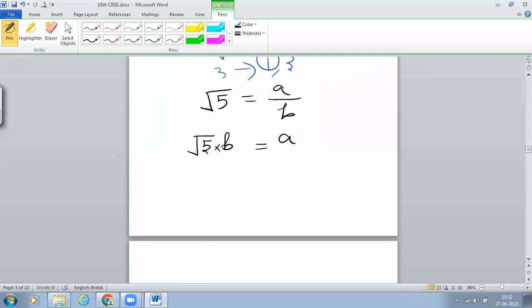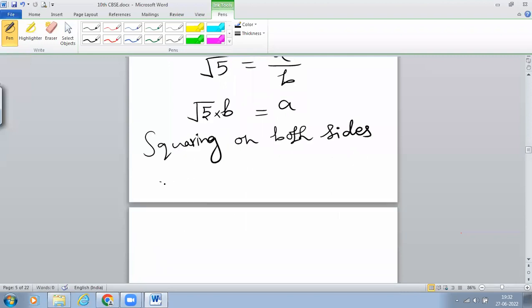Now next step is, we have to do squaring on both sides. This is a very important step, because we have to remove the square root. To remove the square root, we have to do squaring on both sides. Now when we do squaring on both sides, in the left hand side we have root 5 into b. So root 5 into b the whole square is equal to, right side is a, so you have to put a square. Root 5 into b the whole square is equal to a square, right?